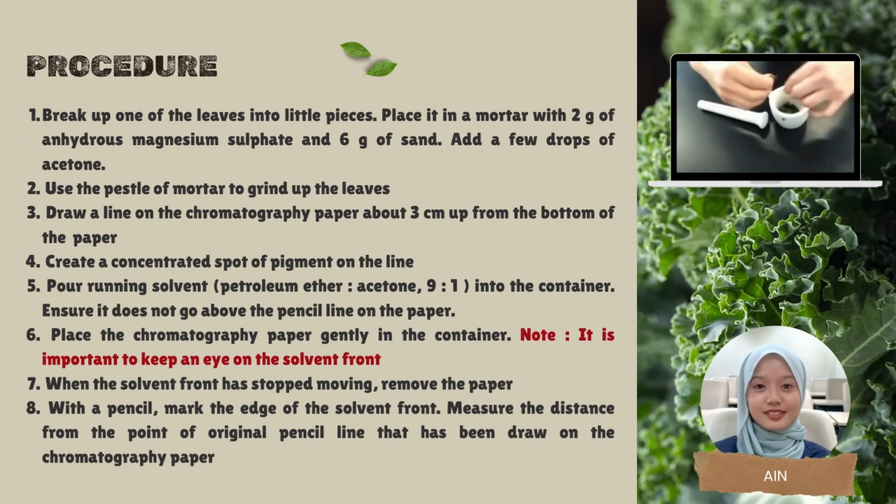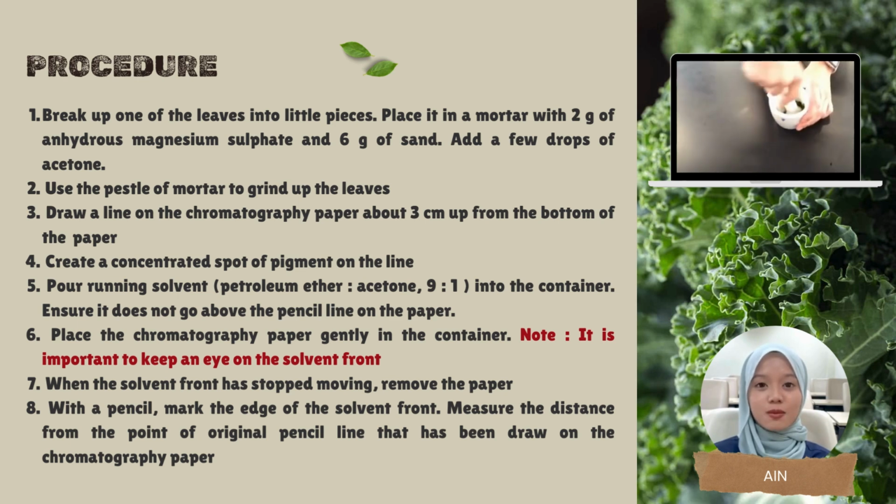Now this is the procedure. Firstly, break up one of the leaves into little pieces and place it in a mortar along with 2 grams of anhydrous magnesium sulfate and 6 grams of sand, as this helps with grinding up the leaf. Then add a few drops of acetone.